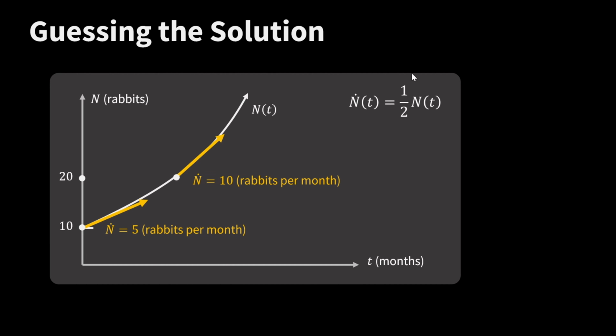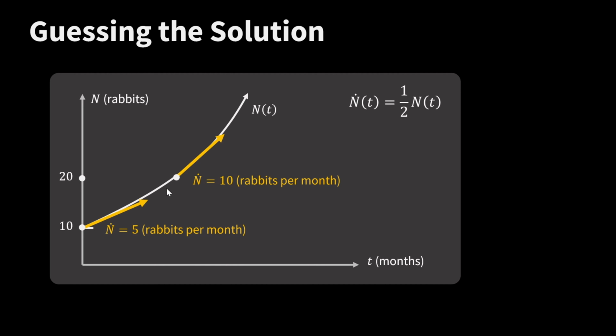For this example, I chose k equals 1/2. So let's assume we start with 10 rabbits. According to our differential equation, n dot is 5. This means the rate of change is 5 rabbits per month. This also means the number of rabbits increases.